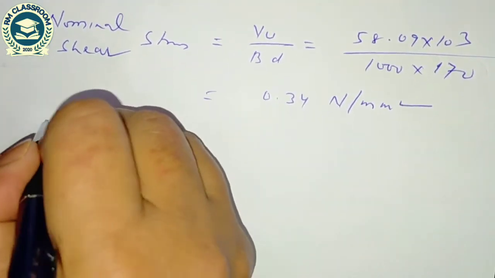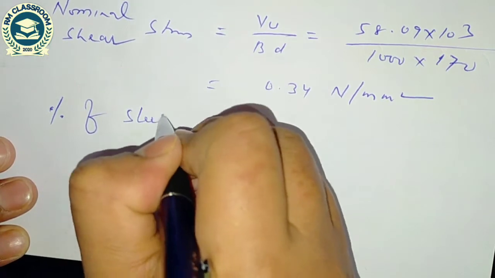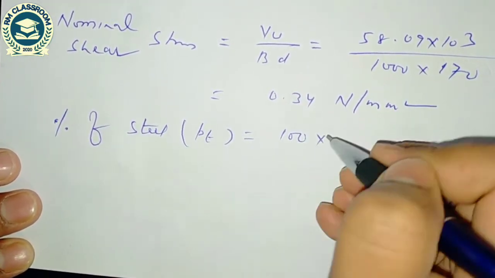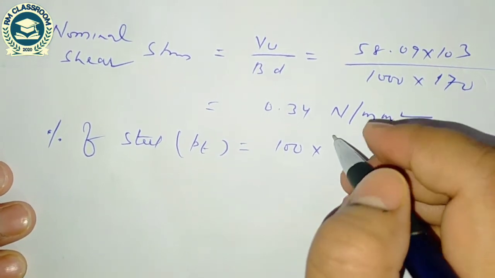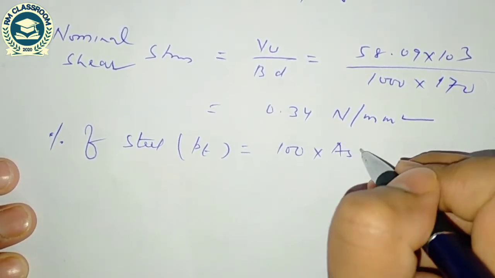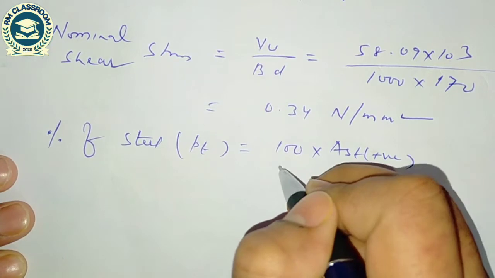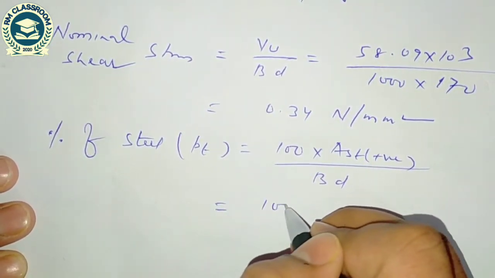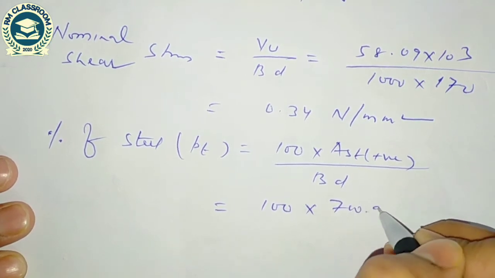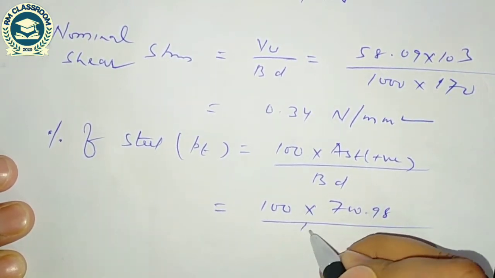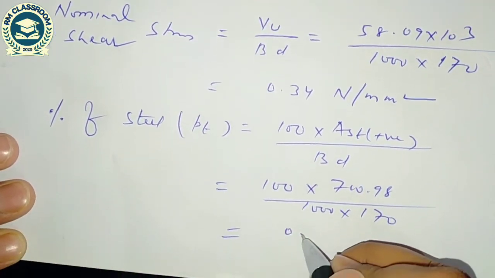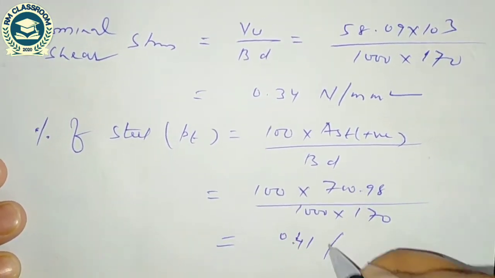So percent of steel, Pt is 100 AST by BD. So 100 AST positive divided by B into D. So 100 into 700.98 divided by 1000 into 170. So it is coming 0.41%.